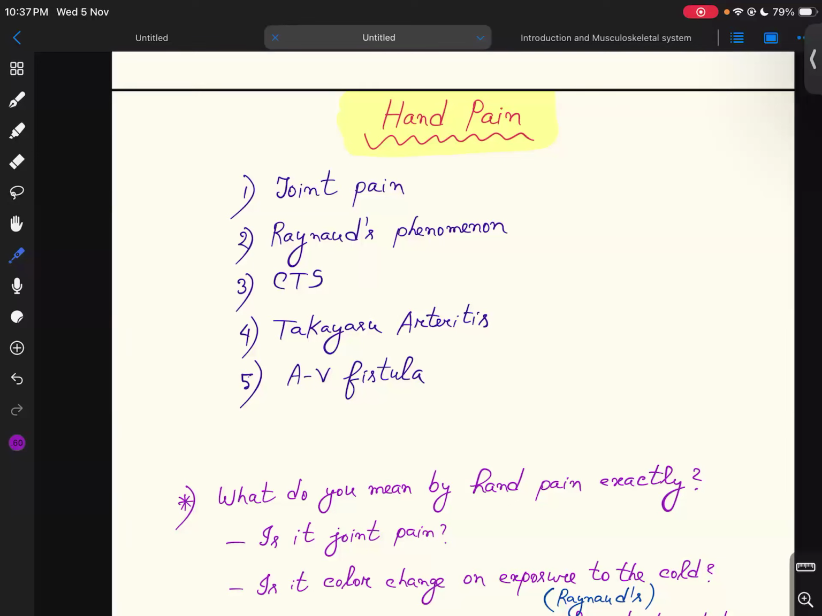Sometimes someone discusses hypocalcemia, but in the last 3.5 years, I have not found any case where hypocalcemia is coming with the hand pain. So whenever any hand pain comes in the PACES exam, this is for sure. It will be either due to joint pain, or it will be due to Raynaud's phenomenon, or it will be due to carpal tunnel syndrome.